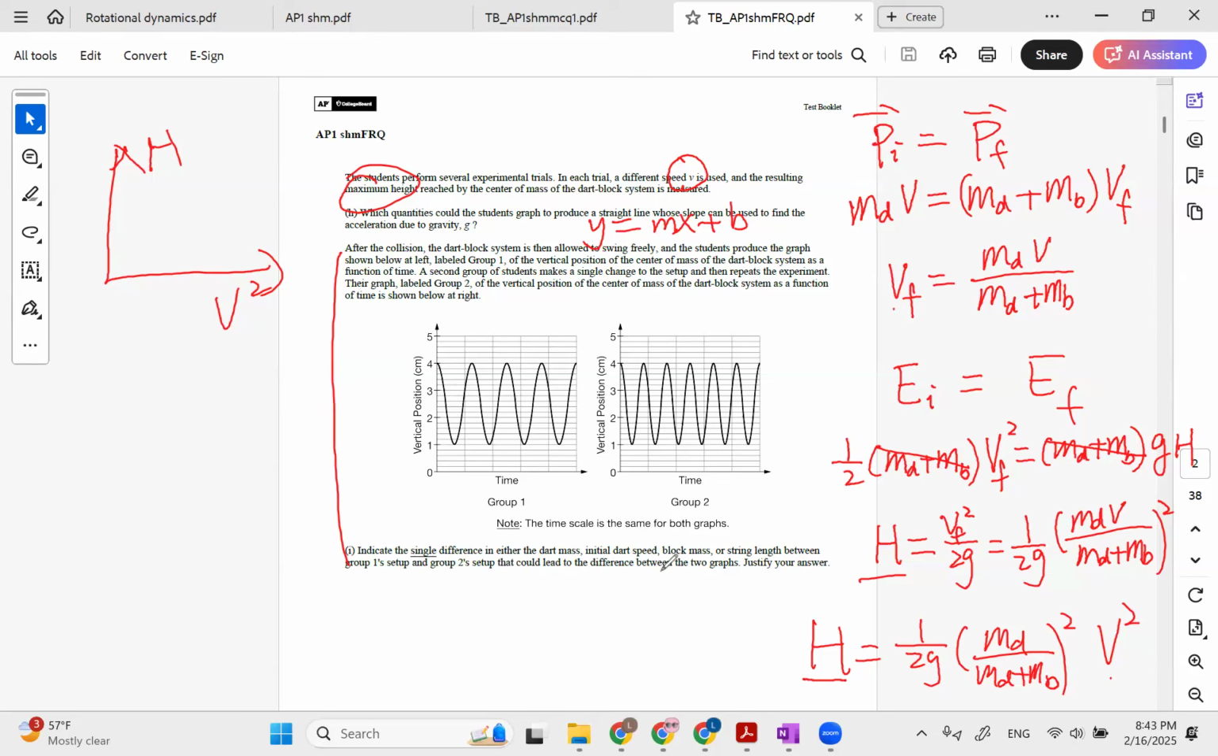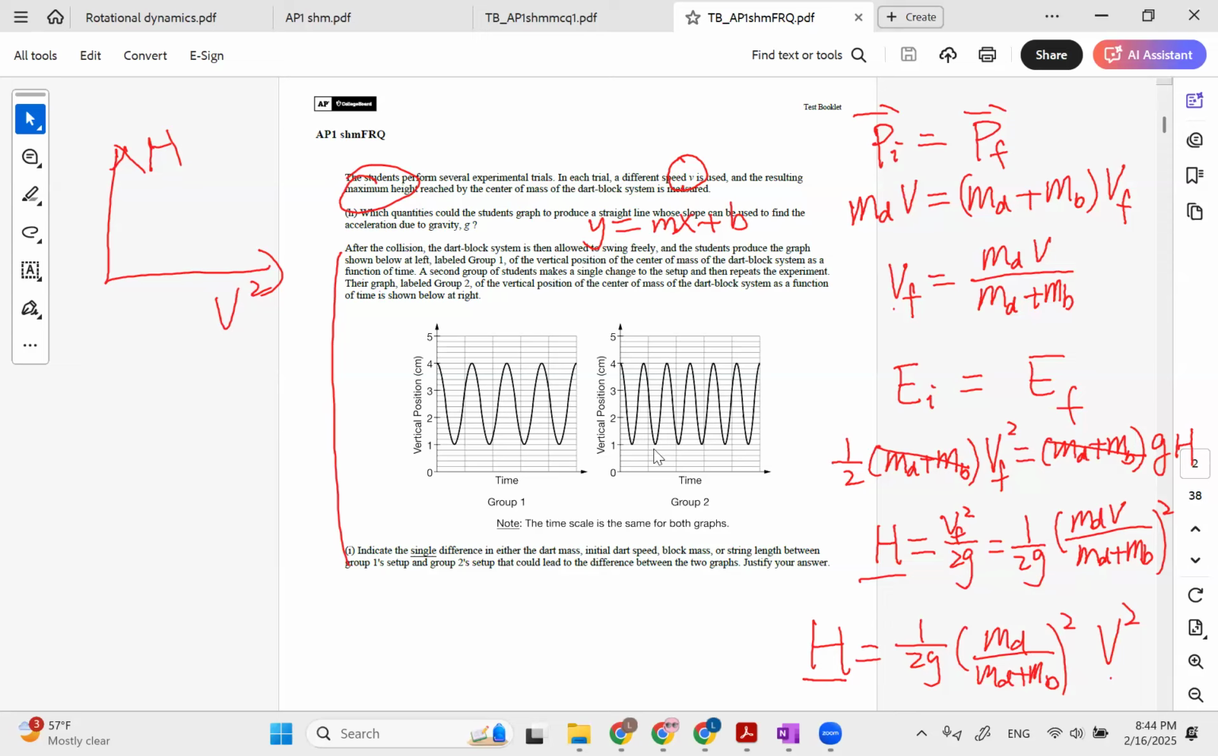Could lead to the difference. What can be the difference? How do you change the period? What does the period depend on? Or the question can be asked in this way. So how do you change the period in this case?